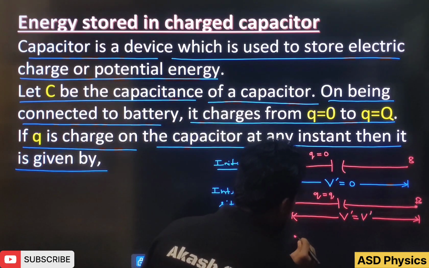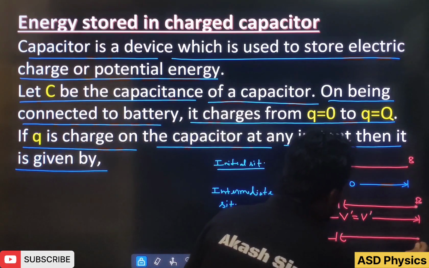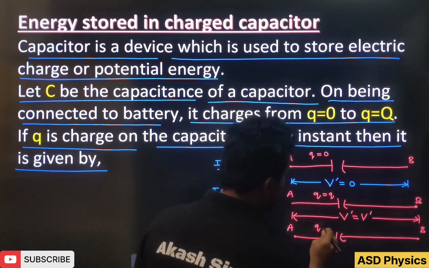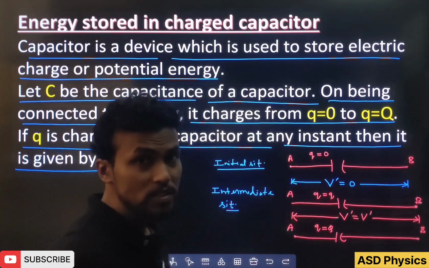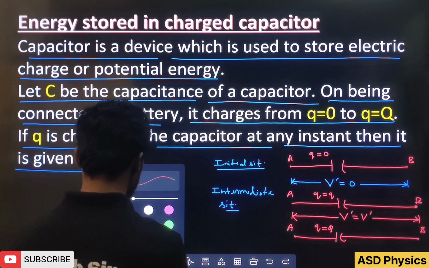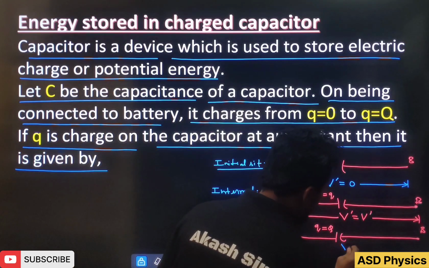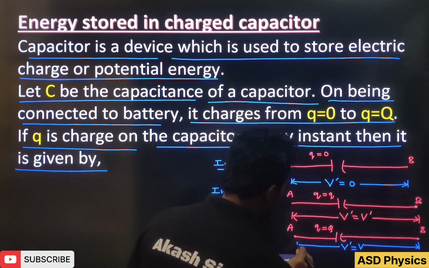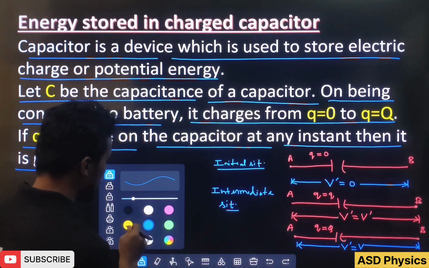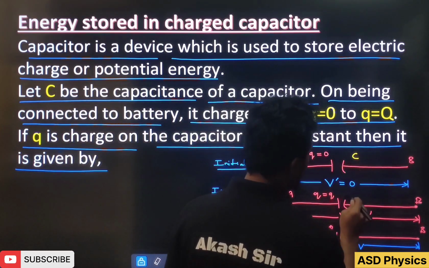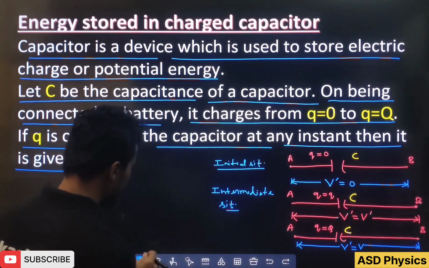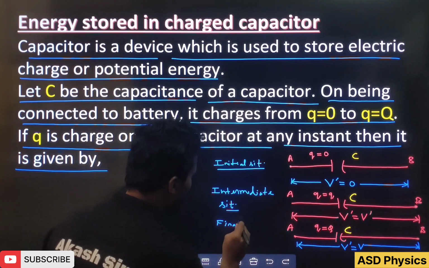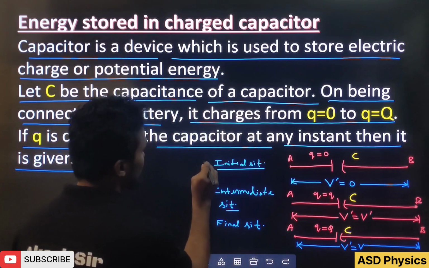After that, let's take this capacitor again, with point A and point B. When the capacitor is completely charged, let's take that time, capital Q charge is there. At that instant, across the capacitor the potential will be whatever the battery potential is, and let's take the battery potential as V. The capacitance of the capacitor is C. And this is called the final situation.